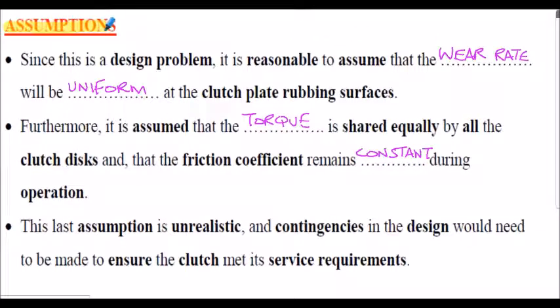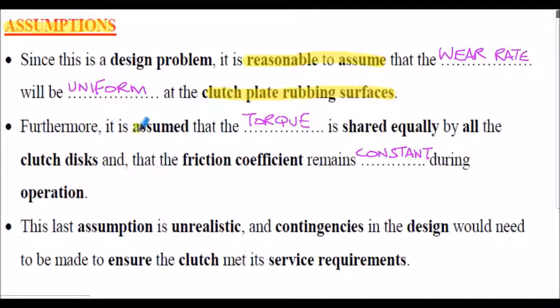Okay, assumptions. Lots of assumptions are made in friction clutch theory, as there were in friction drive theory, of course, friction belt drive theory. One of the assumptions made, and it's a reasonable one, is that the wear rate is uniform or constant across the clutch plate rubbing surfaces. It's an assumption, but it's one that's sometimes made in the design of clutches.